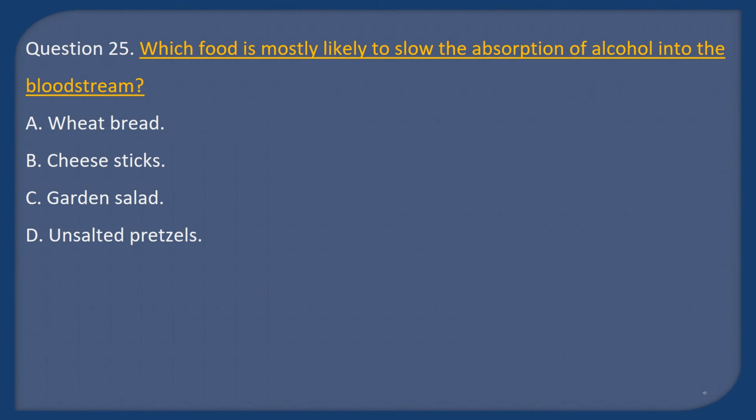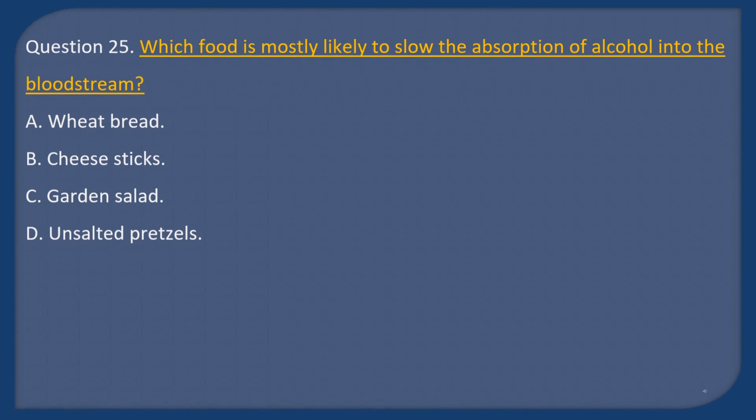Question 25. Which food is most likely to slow the absorption of alcohol into the bloodstream? A. Wheat bread. B. Cheese sticks. C. Garden salad. D. Unsalted pretzels.